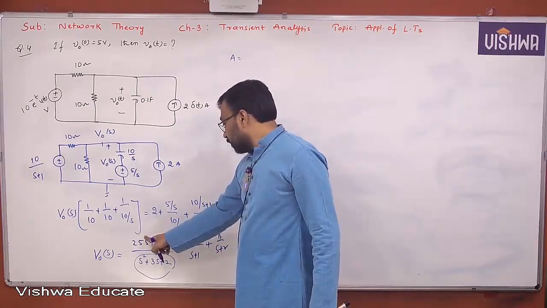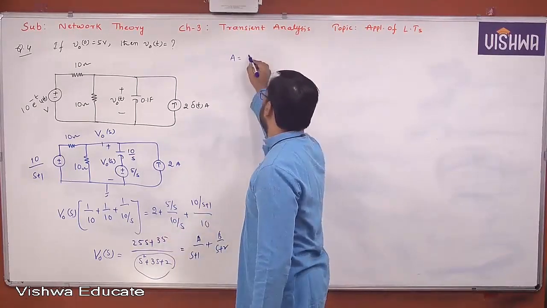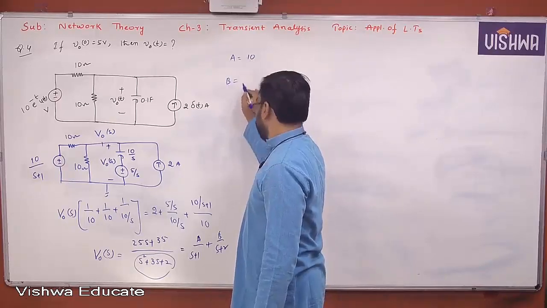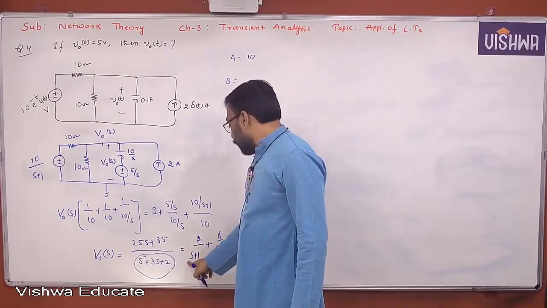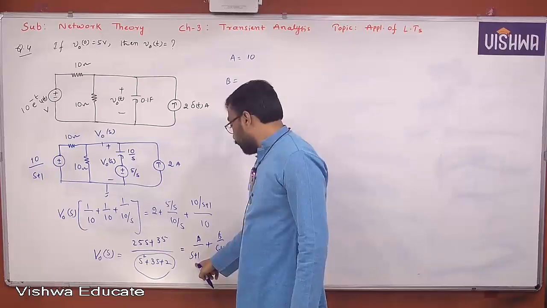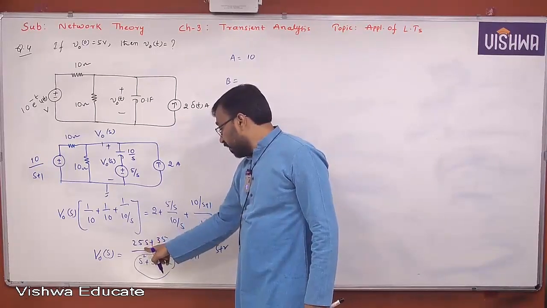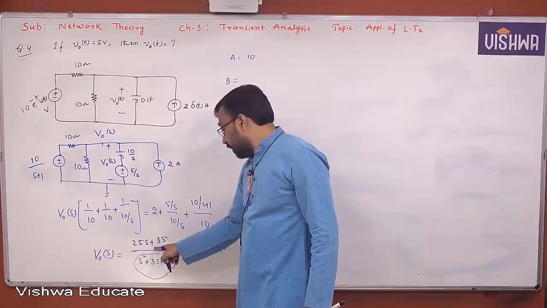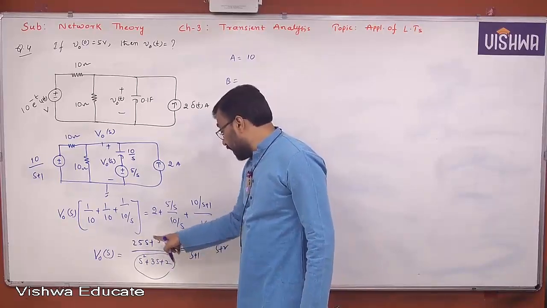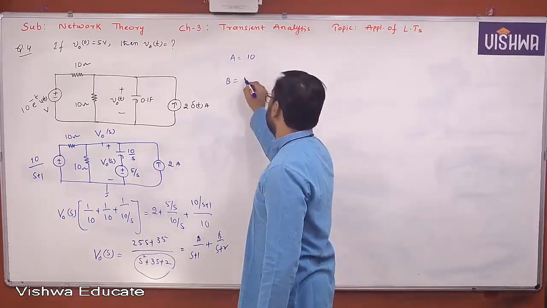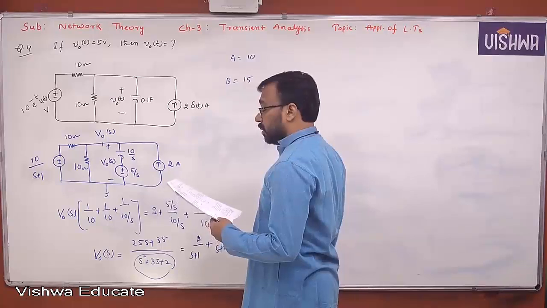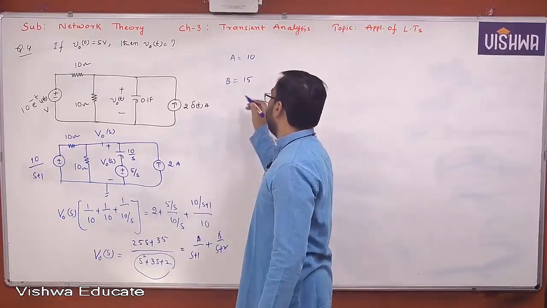Minus 1 means 10. So therefore 10. B is equal to minus 2. Minus 2 means minus 1. Minus 2, minus 2 means minus 50. Minus 50 plus 35, minus 15. But minus by minus is plus, therefore plus 15. That's it. So you got 10 and 15 here.